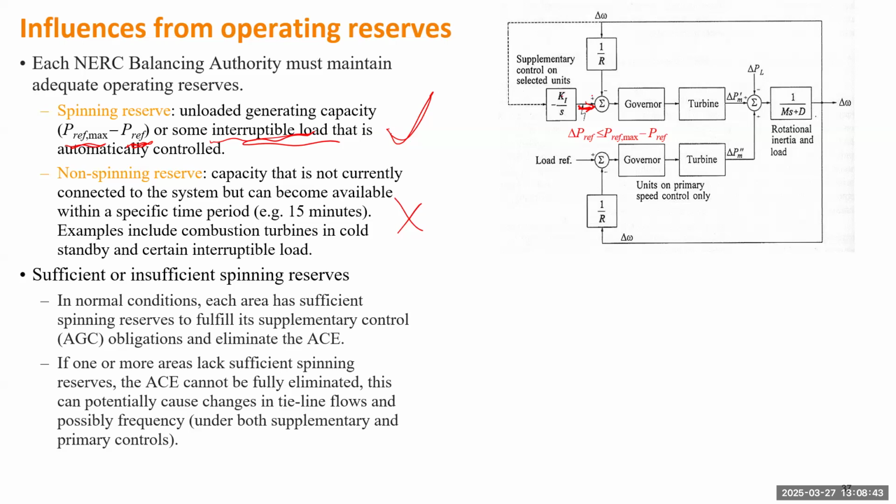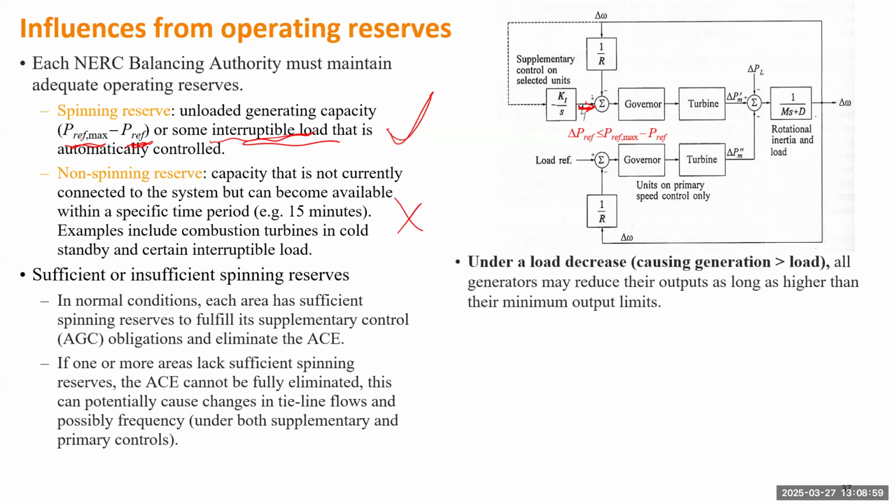Whatever the ACE is defined as, a linear combination of the frequency deviation and tie-line flow change, that part cannot go back to zero. So there will be some change in frequency or tie-line flow. Then to consider the spinning reserve in our calculation to determine the new tie-line flow and the frequency deviation, we have to consider two different scenarios.